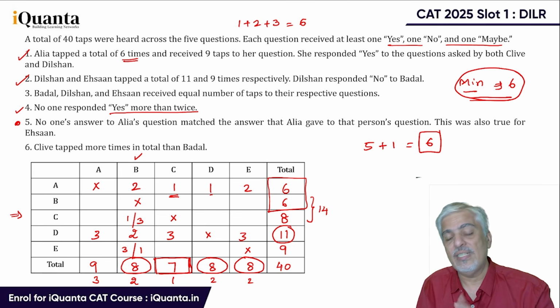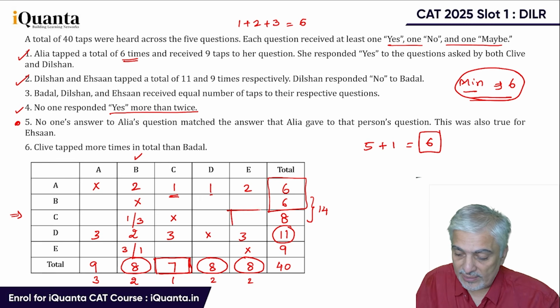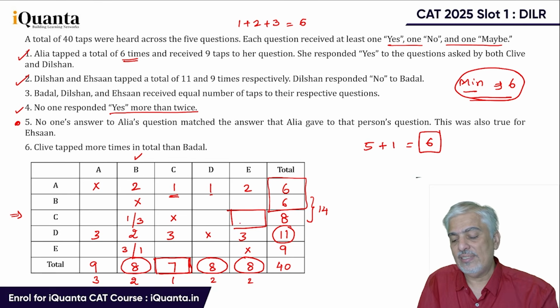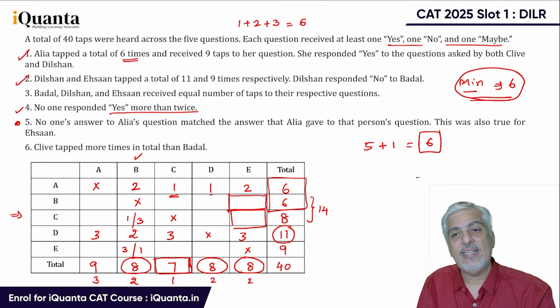Now that was the interesting part of this set, that out of 4 questions, I've already got 3 questions. And the last question was, what is the score Clive gave to Ehsan? Now if you notice, I know that this has to be 1 or 2. Because 2 and 3 and the total is 8 and we know 2 is going to repeat one more time. So Clive's score to Ehsan will be 1 or 2.